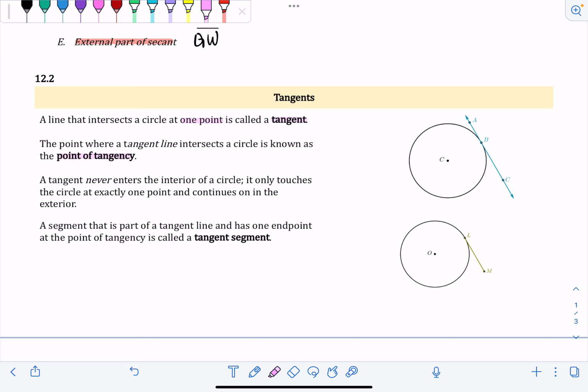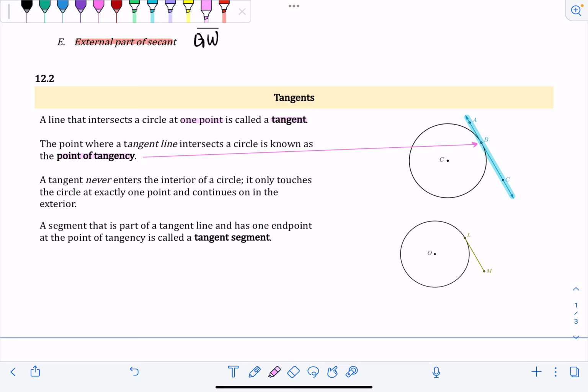If we look at this graphic on the right here, line AC is a tangent line because it just barely touches the circle. It's not going to cross through it. It just touches the outside. And then that point of tangency is point B. That's where the line hits the circle.